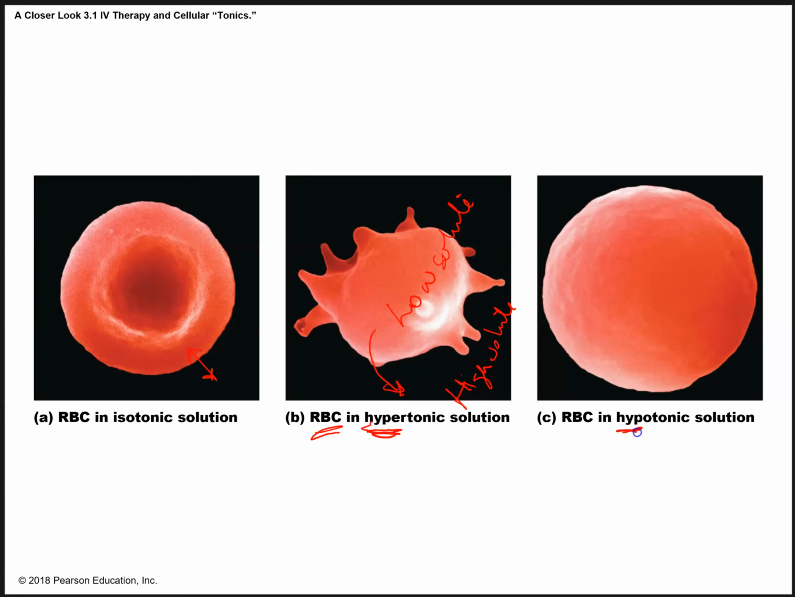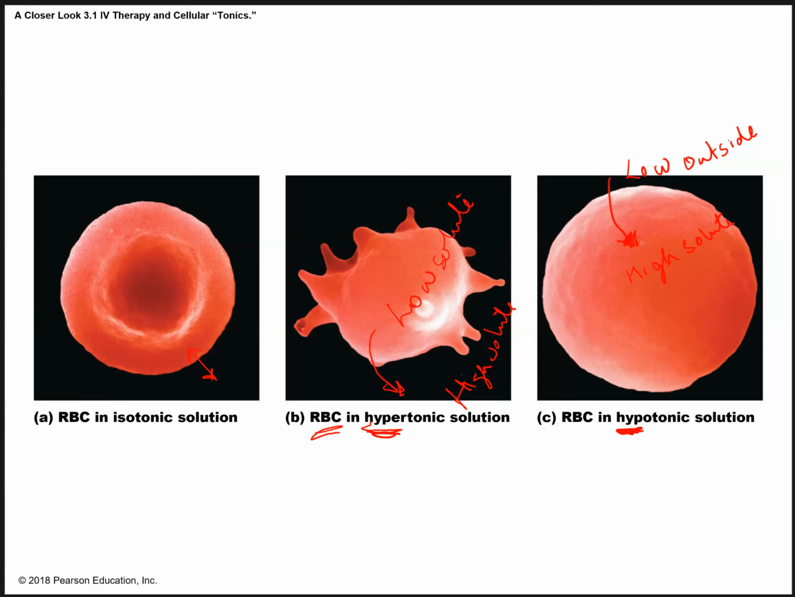Now in a hypotonic solution, the concentration of solute is low outside and high on the inside of the cell. So water moves into the cell and the cells blow up and burst in a hypotonic solution. Now the easy way to remember this is hypo makes a hippo. So hypotonic solution leads to movement of water into the cell and the cell blows up.